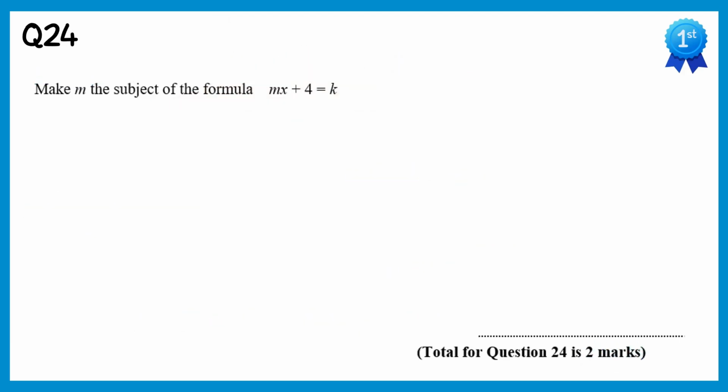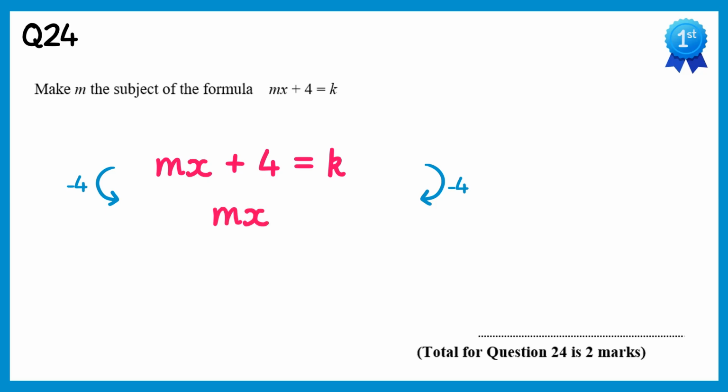For this final question, we're going to make m the subject of this formula. The first thing we're going to do is subtract 4 from both sides, so from the left side and the right side. If you subtract 4 from the left hand side, it will cancel the 4 that's already there, so you're just left with mx. On the right hand side, we've got a k there and we're going to subtract 4, so we just write k take away 4.